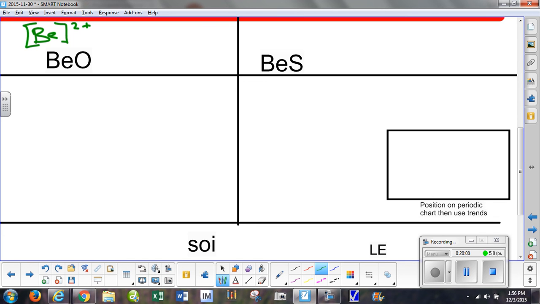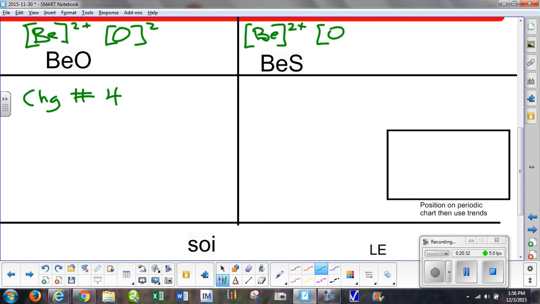All right, so here we go. What's oxygen? 2 minus. Okay, what's the charge number? 4. Absolutely. All right, beryllium is the same over here as it was over there. Beryllium is a 2 plus, and oxygen 2 minus. What's the charge number?